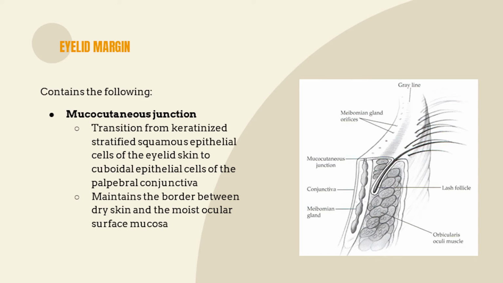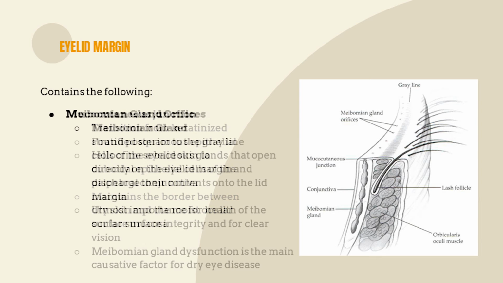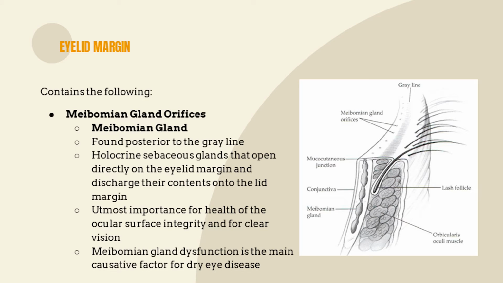First, we go to your mucocutaneous junction. So your mucocutaneous junction is the transition from the keratinized stratified squamous epithelial cells of the eyelid skin to cuboidal epithelial cells of the palpebral conjunctiva. So the function of your mucocutaneous junction is that it maintains the border between your dry skin and the moist ocular surface mucosa. Next, we have your meibomian gland orifices.